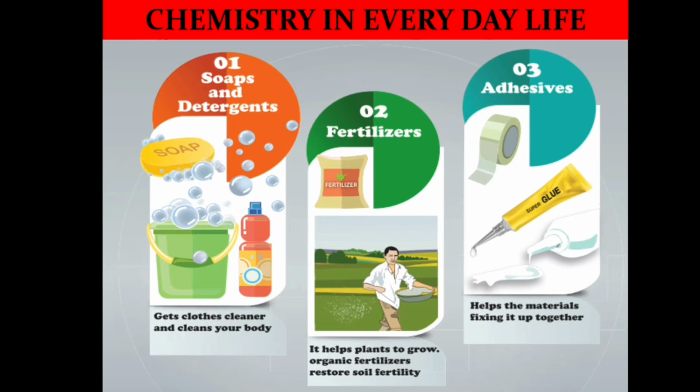Chemistry in daily life. Soaps and detergents get clothes cleaner and clean your body. Fertilizers help plants to grow. Organic fertilizers restore soil fertility. And here these are adhesives, which help materials fix together.